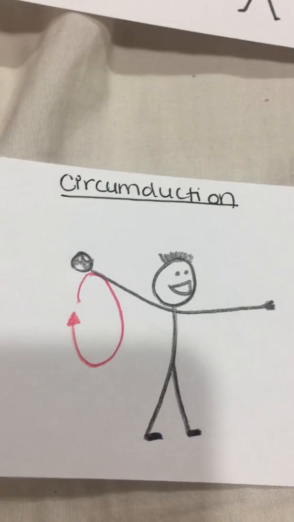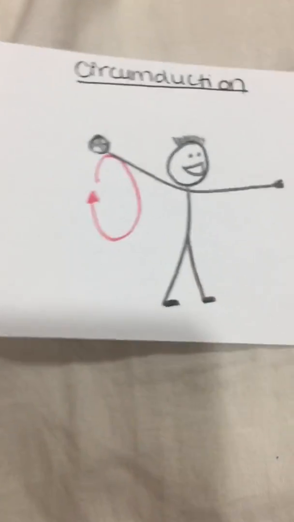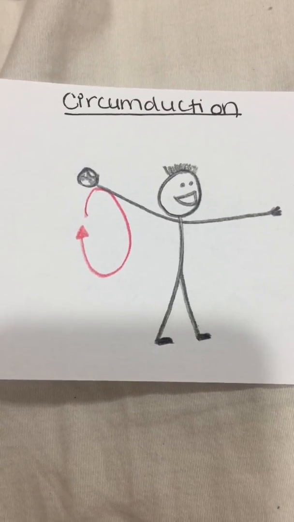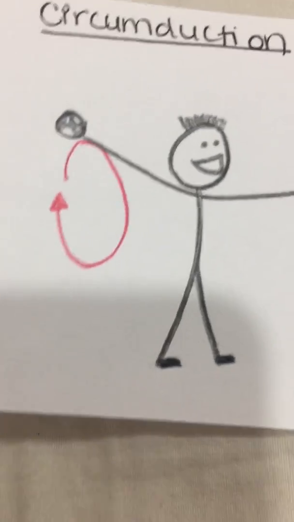Circumduction is the movement of a muscle in a circular motion. So here Bob is playing baseball, and he's doing a windmill type of motion to pitch the ball. That's circumduction.